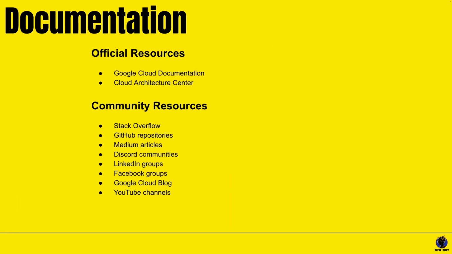Documentation. The official resources are Google Cloud Documentation and the Cloud Architecture Center, as well as community resources such as Stack Overflow, GitHub repositories, and Medium articles. Some of the Medium articles, as a note, do require a subscription. There are also Discord communities, LinkedIn groups, Facebook groups, the Google Cloud blog, as well as YouTube channels. There are many free community resources out there to help achieve whatever goal you have for your career in Google Cloud. Now that we've covered that, we're going to do a walkthrough.